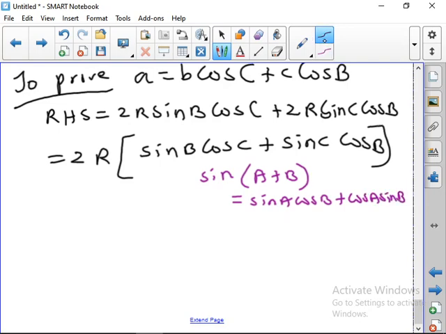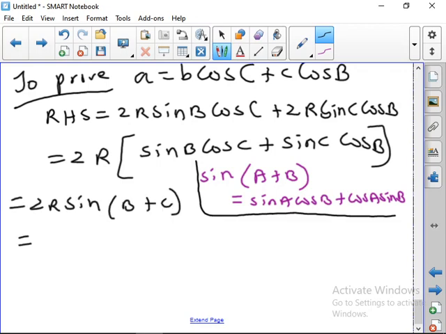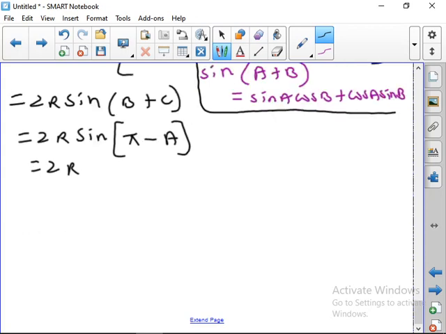So this formula. So therefore what do we have? So it is equal to 2r into sin b plus c னு எழுதிடலாமா? So 2r into sin b plus c, that is 2r into sin pi minus a. And what is sin pi minus a? sin theta, that is sin a. So what is it? 2r sin a is equal to a, which is the left hand side. Hence we have proved the projection formula.